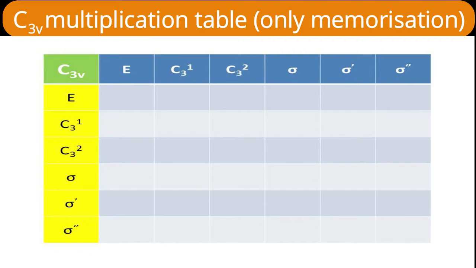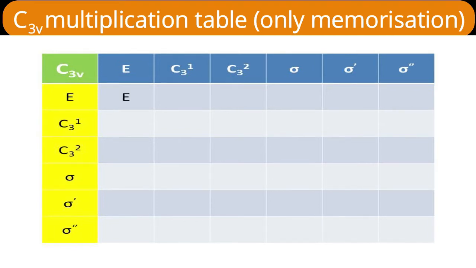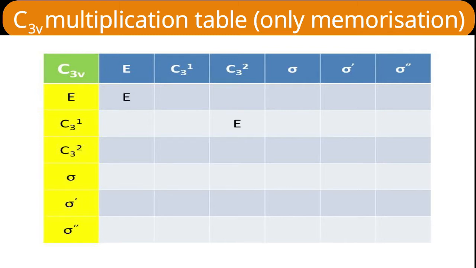Out of the 36 positions in the multiplication table, let us complete those positions where identity can be the result. What do you think? Identity into identity? Yes. Now if I consider the second operation from the column, C31, which operation from the row should I consider so that I get the result as identity? C31 means rotation by 120 degrees. By how much angle should I rotate the molecule further so that the 360 degree rotation is completed? Yes, by 240 degrees. 240 degree rotation means which operation? C32. So C31 into C32, the answer is identity.